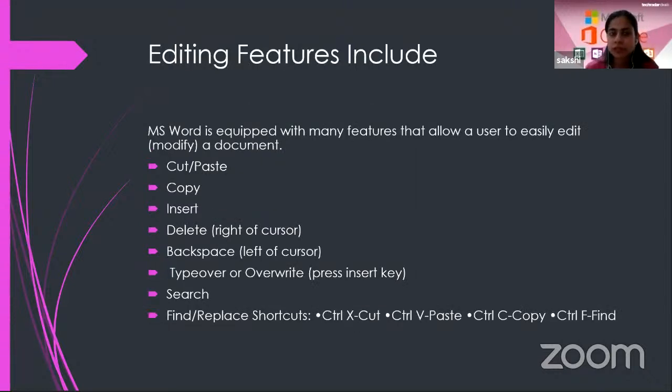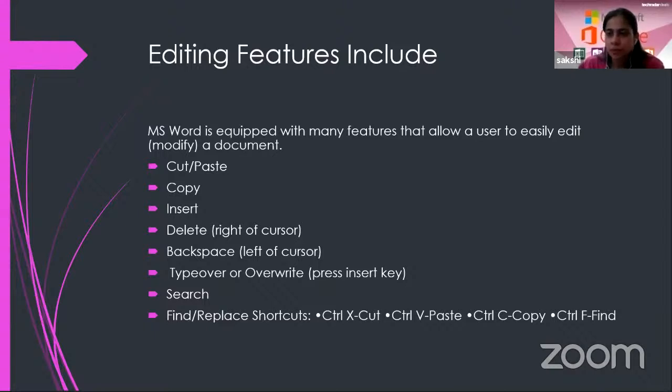Editing features. MS Word is equipped with many features that allow a user to easily edit or modify a document, like cut, paste, and copy. For example, you have written something on top, but you want to remove it from there and put it at the bottom. For that, you can simply use the cut option. Cut means removing the entire thing. Paste means you're pasting it down. Copy means if you want a line to be repeated twice in the document without deleting the original line, you can go with the copy option.